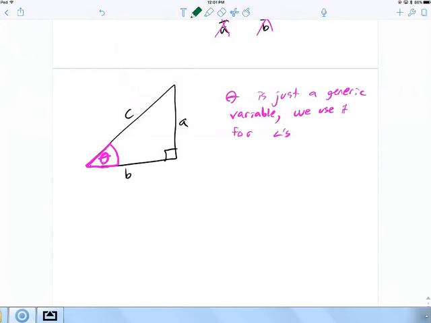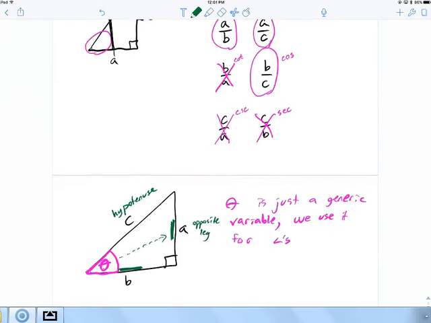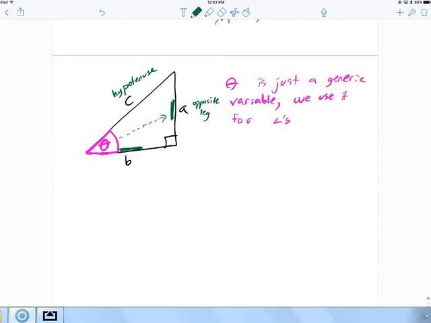So C, across from our right angle, is always going to be our hypotenuse. That doesn't change. That's already got a special name. But now we've got two legs. We've got this leg right here next to the angle, and we've got this leg across from the angle. So we pretty clearly name them as across. We call that the opposite leg. So here's our opposite leg across from our angle we chose. And you got to choose that angle first. And the next leg, the leg next to the angle, we're going to call the adjacent leg.